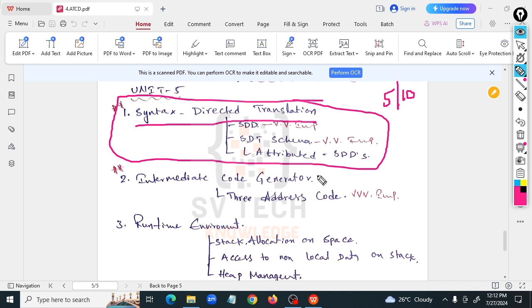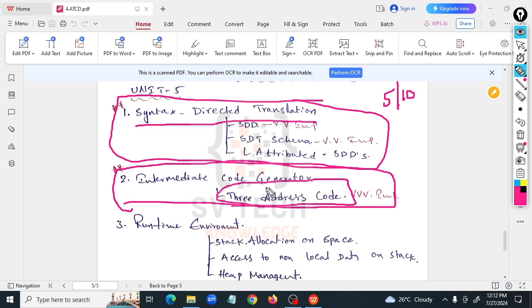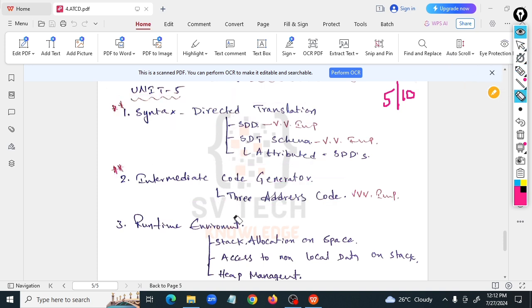If it is for 5 marks, the second 5 marks will be from intermediate code generation, ICG. Next, in that, 3 address code generation is also very important. So remember, in syntax directed translation, if 5 marks come, it will be SDD, SDT scheme or 3 address code. That's it. You can compulsorily answer a 10 marks question if you read questions 1 and 2 from the 5th unit that I have given. Simple: SDD, SDT and 3 address code. Read just these three questions. From the 5th unit you can easily write 10 marks.